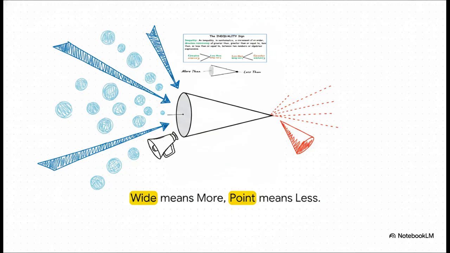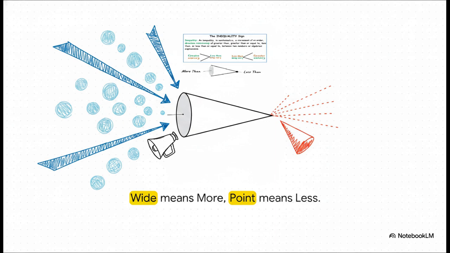To truly grasp how this directional relationship works, let's swap the alligator for a much better visual metaphor. Imagine the symbol as a megaphone or a cone. It's so simple once you see it this way. The wide opening fundamentally means more than, and that tiny, closed point at the end means less than. It literally is that simple.